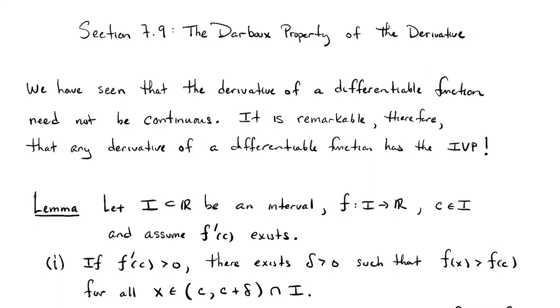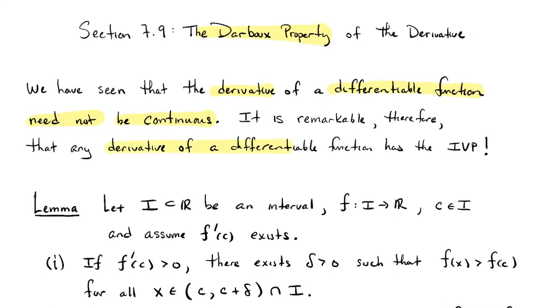Okay, so what are we going to do in this video lecture? We're going to talk about something called the Darboux property of the derivative. And just to motivate the whole conversation, I want to remind you that we have seen by example the fact that the derivative of a differentiable function need not be a continuous function, right? So we know that differentiable functions are continuous, but we've seen examples where the derivative of a differentiable function failed to be continuous.